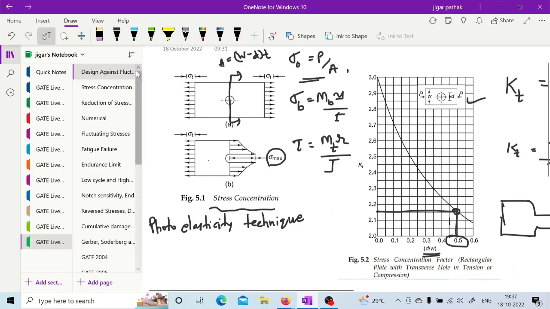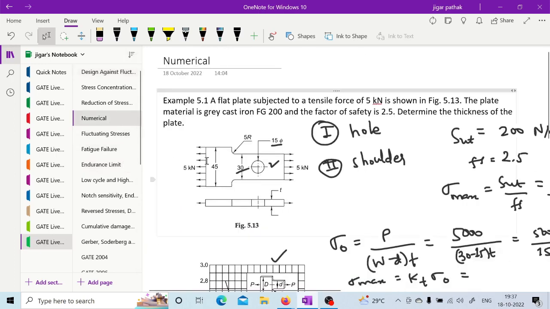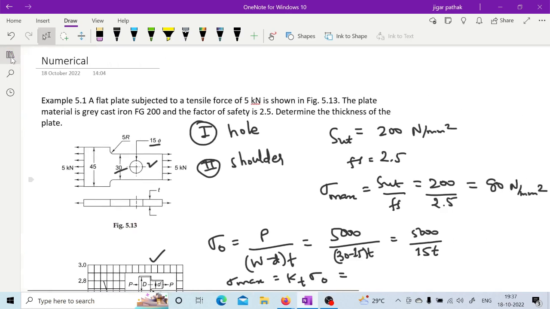There will not be that much problem, but whatever you take, see here this graph is not that clear, right? But in practice it is even more clear. It is in between 2.1 and 2.2, so for now you can take 2.16, that kt.